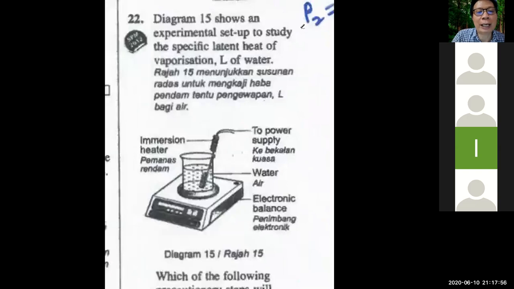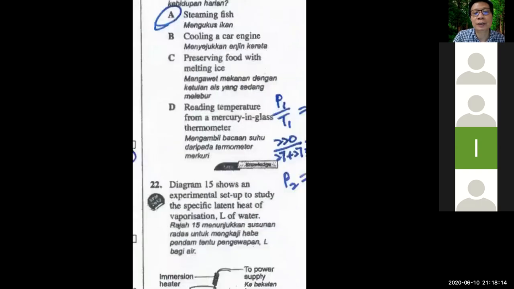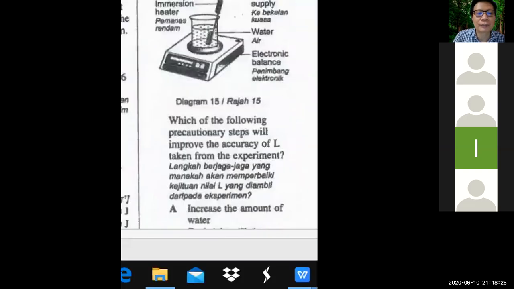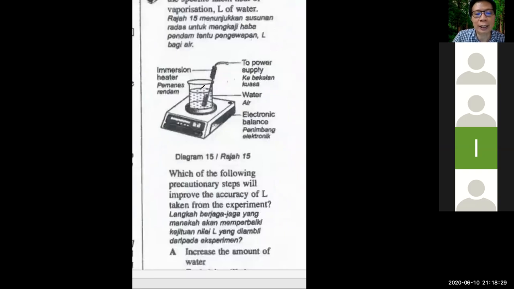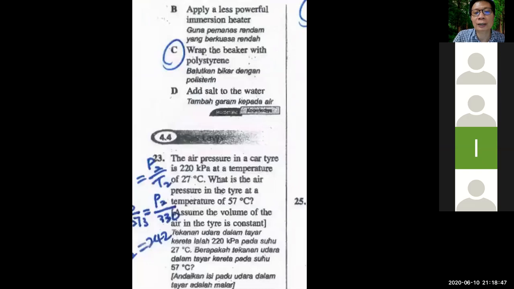Number 22. Diagram shows the experimental setup to study the latent heat of vaporization. Which of the precaution steps will improve the accuracy? Will make the experiment more accurate. So the answer is C. Wrap the beaker with polystyrene, as I told you before. When you do this experiment, heat easily runs away. So you must cover the beaker, using tissue paper, using cloth, to prevent heat loss. So the answer: wrap the beaker with polystyrene. Okay, all right.